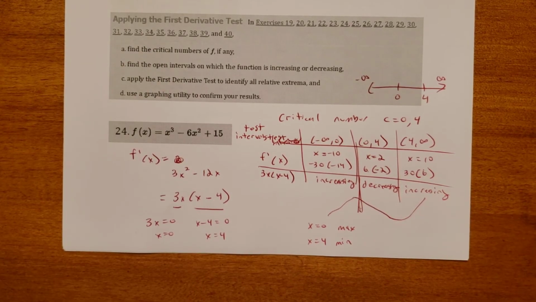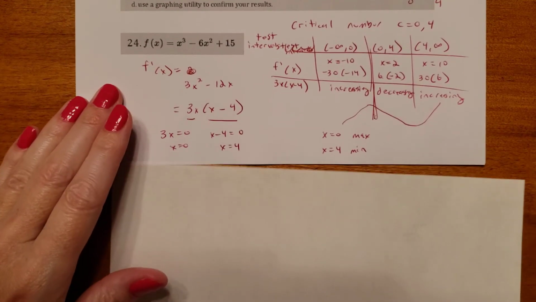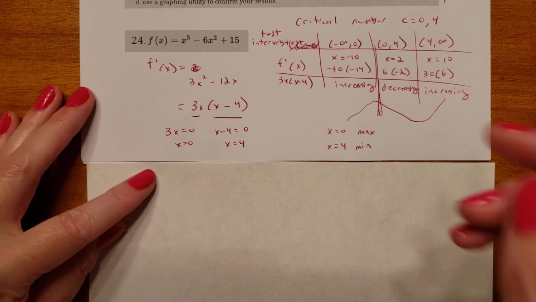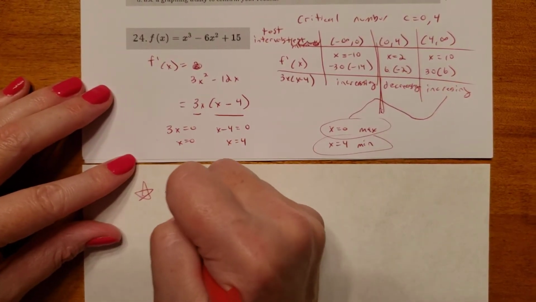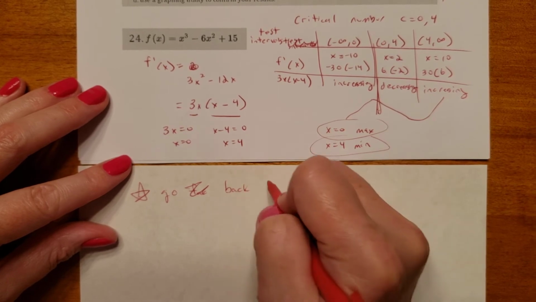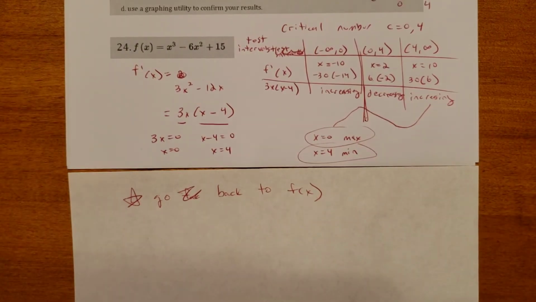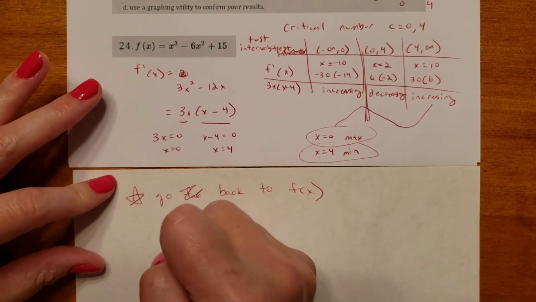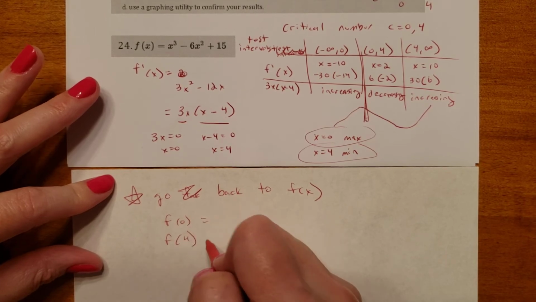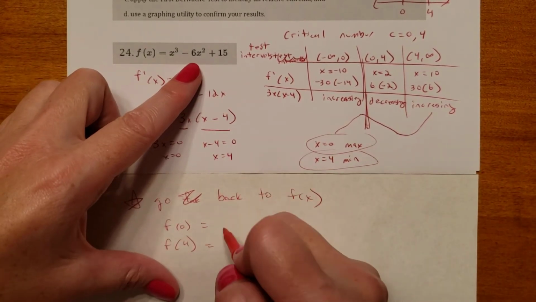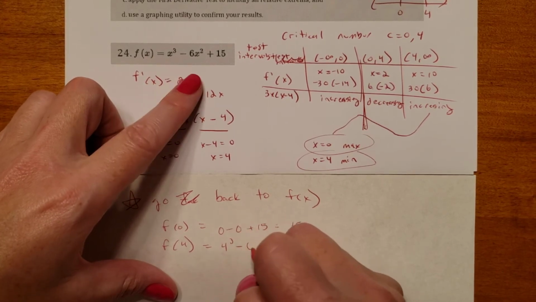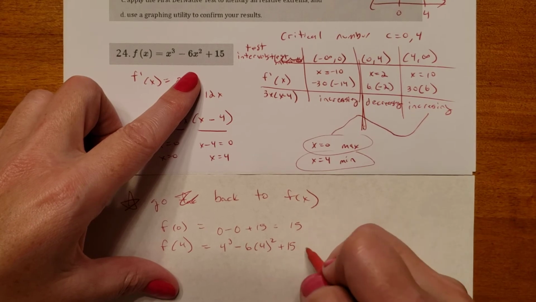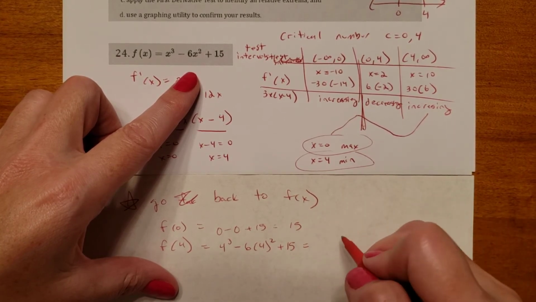So writing it all out here, we want to find where that point is exactly. To find out where this point is on the graph, don't go back to the derivative. Go back to the original function f of x. I'm going to put a little star here. We want to know where on the graph that point is. So I want to find f of 0 and f of 4. On the original equation, if you put 0 in there, you'd have 0 minus 0 plus 15. If I put the number 4 in, I'd have 4 to the third minus 6 times 4 squared plus 15. And if you did the math on all of that, you'd get negative 17.